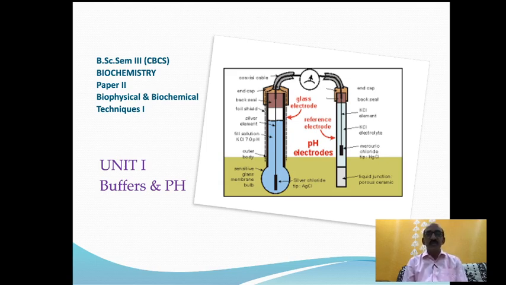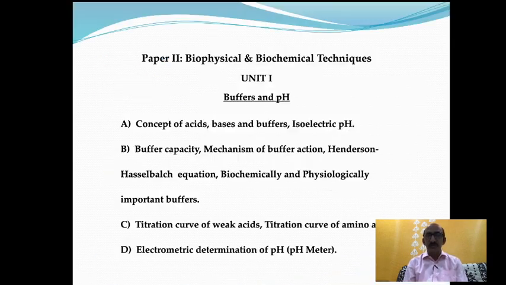Now, we shall discuss unit 1, that is buffers and pH. You know, buffers are the biological solutions present in our body. Buffers are present in our blood, buffers are present in our cells. The buffers maintain the pH of our body fluids. The pH of our body fluids always remains constant, and this pH has been constant because of the buffers. The constant pH is very essential for the activity of enzymes. Enzymes become inactive when there is a change in pH.